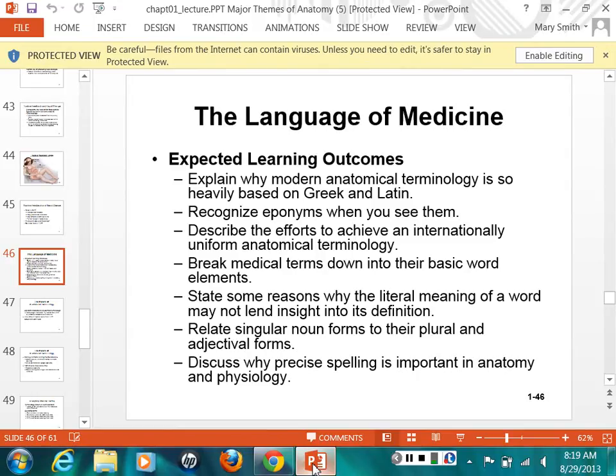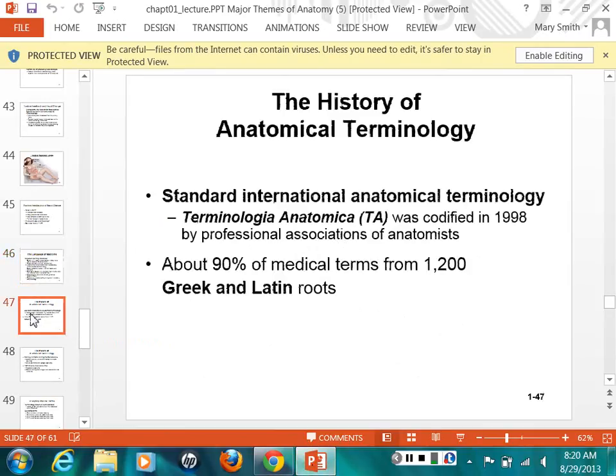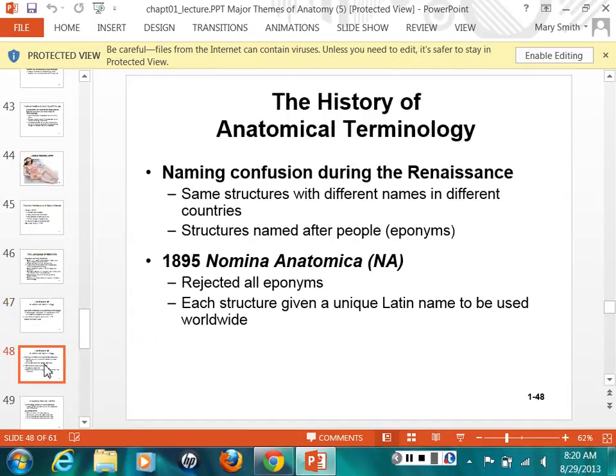Let's look at that last one. Discuss why precise spelling is important in anatomy and physiology. Exactly. Be careful with your spelling in your labs. Be careful with your spelling on your quizzes or anything in here because I will mark it wrong. Okay? Make sure you go through your labs to identify little notes I put on there, because that spelling is something serious in anatomy. Okay?